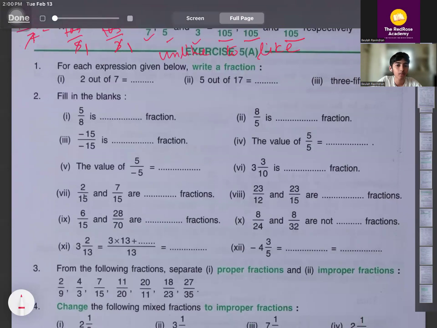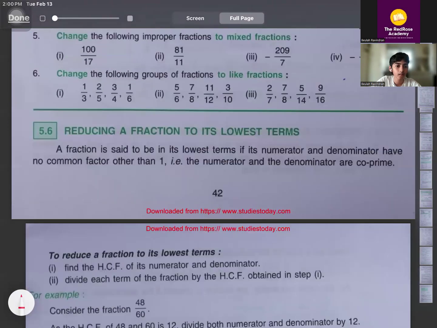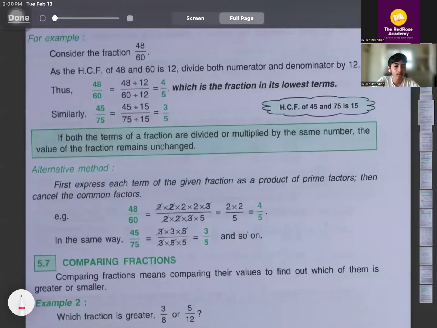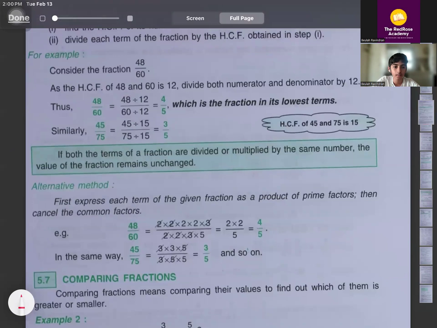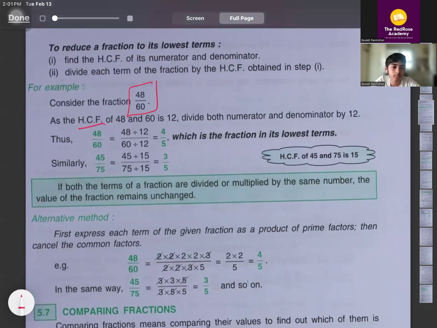Then you should do all the exercise of 5A. That is the homework for you. Next, I will teach you about reducing a fraction to its lowest form. How can you reduce the fraction? There you multiplied, right? Here you have to divide. Find the HCF and then divide. Is it clear for you?